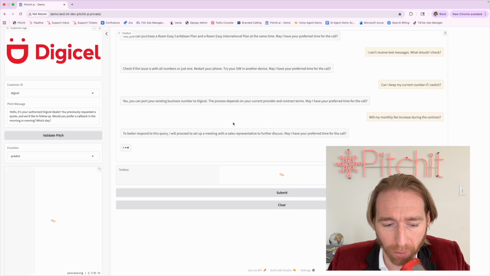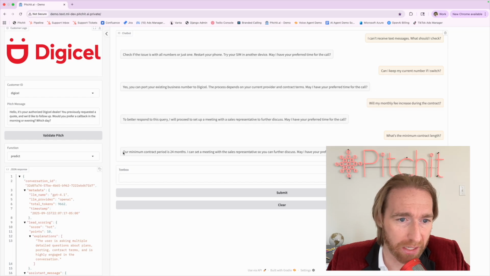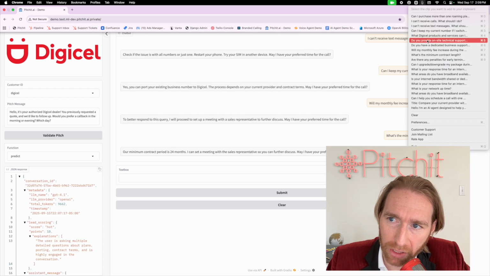Let's get into what's the minimum contract length. Now, this one's probably an easier objection because most contract lengths are going to be predetermined. So it does answer the question, doesn't offer to talk to a rep. Instead, it says the minimum contract period is 24 months. But then it does say that it could set up a sales meeting to discuss further, and that's because if this person commits to longer contract periods, it could give them better pricing or better terms.